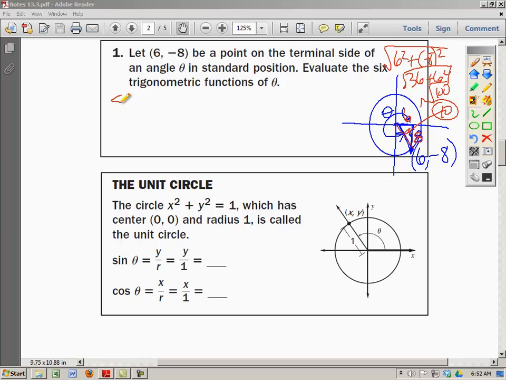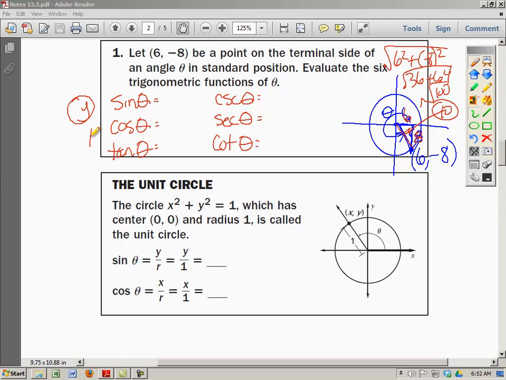All right, so the sine of theta, the cosine of theta, and the tangent of theta can be easily defined. Then the cosecant of theta is the reciprocal of sine, the secant of theta is the reciprocal of cosine, and finally the cotangent is the reciprocal of tangent. Again, y goes with sine, x goes with cosine, and tangent is y over x. So sine is y over the radius. My y value is negative 8 over the radius, which is 10. The cosine becomes the x value, which is 6, over the radius, which is 10.